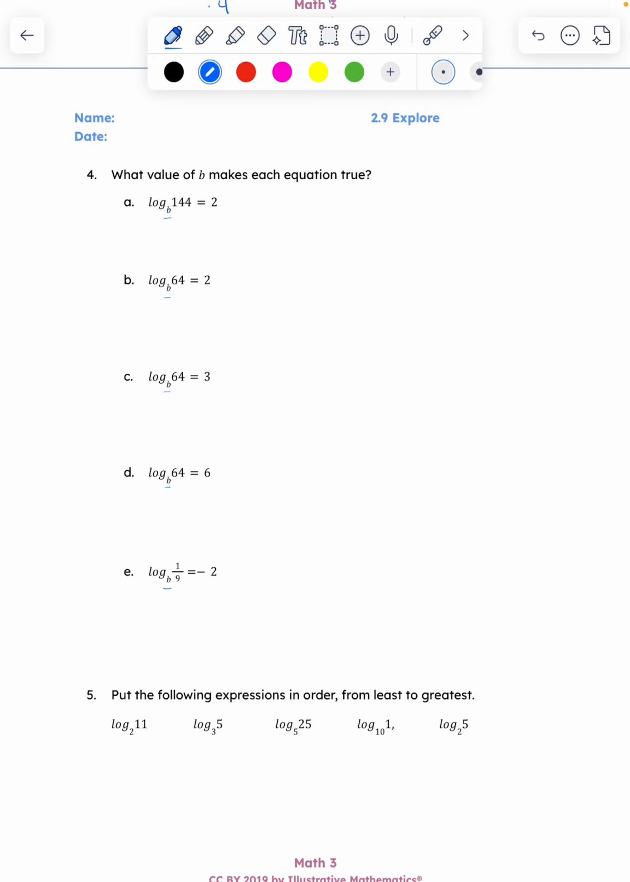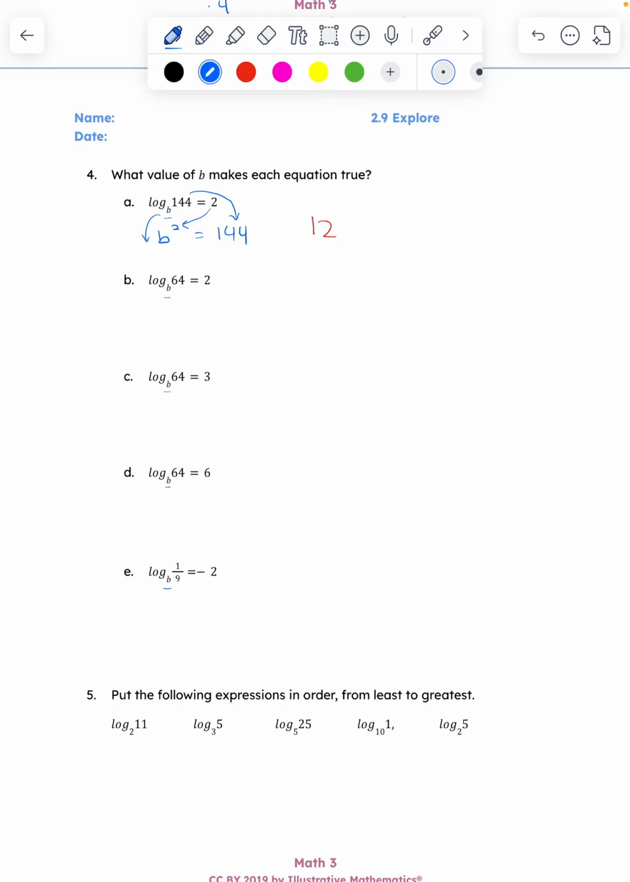So to do that, I have my base of b. I am taking it to the second power, and I know that that's going to be equal to 144. Right, so that's just applying my definition of logarithms. My base becomes the base of my exponent. On the other side of my equal sign, I find my exponent, and the 144 pops over to the other side of the equation. Right, so what squared is 144? 12.